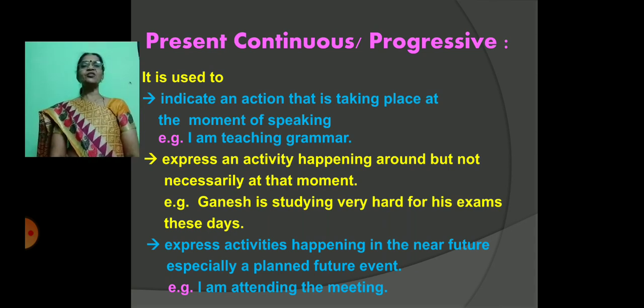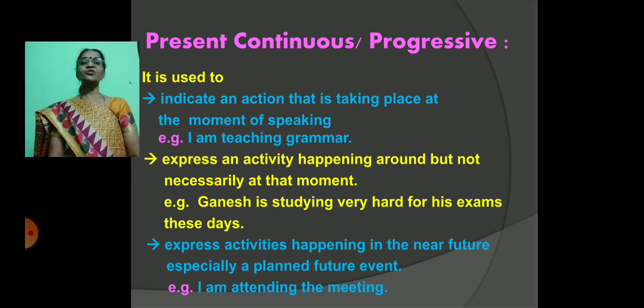The present continuous or the present progressive tense is used to indicate an action that is taking place at the moment of speaking. Now for example, I am teaching grammar. So now what am I doing? I am teaching. So I am teaching grammar, the action which is going on at the moment.